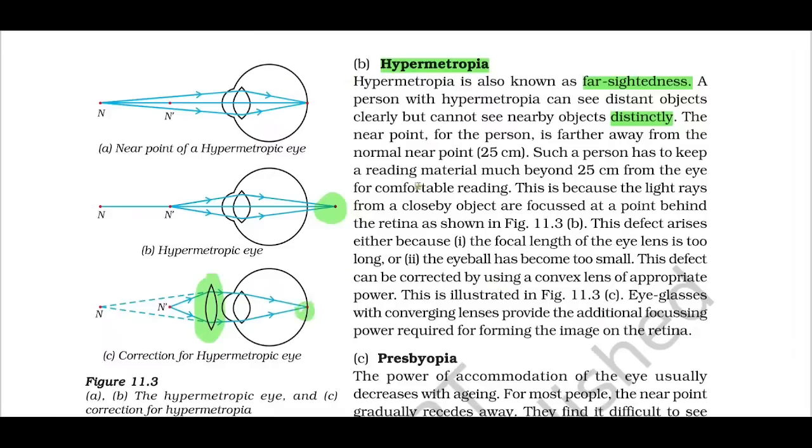The reasons for hypermetropia are that the focal length of the eye lens is too long and the eyeball has become too small. What type of lens should be used? A convex lens or converging lens should be used.